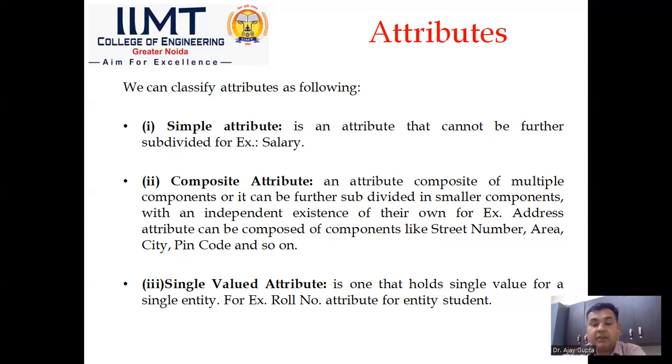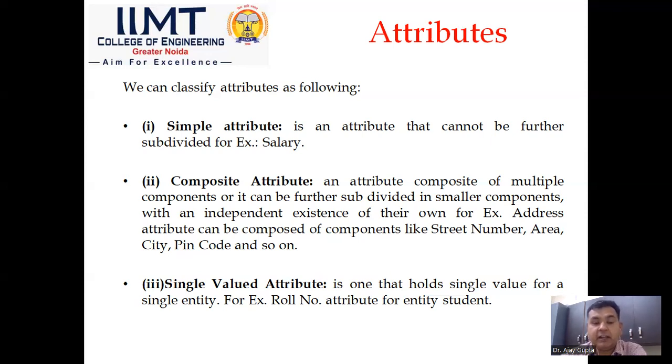Another example, if I talk about a name, let the name be Pankaj Kumar Sharma. This name is a composite attribute because we can divide the name into three parts: first name, middle name, and last name. First name is Pankaj, middle name is Kumar, and last name is Sharma. So these all have independent existence. If an attribute has parts with independent existence, it comes under composite attribute.